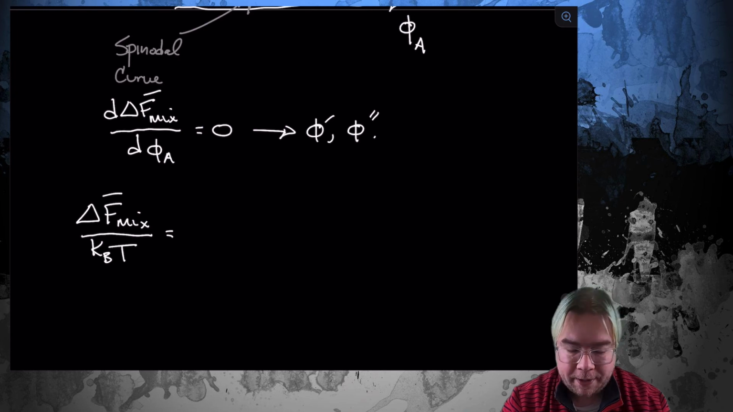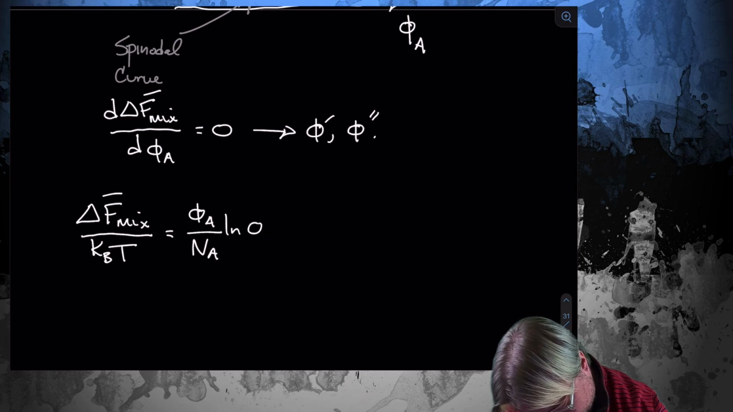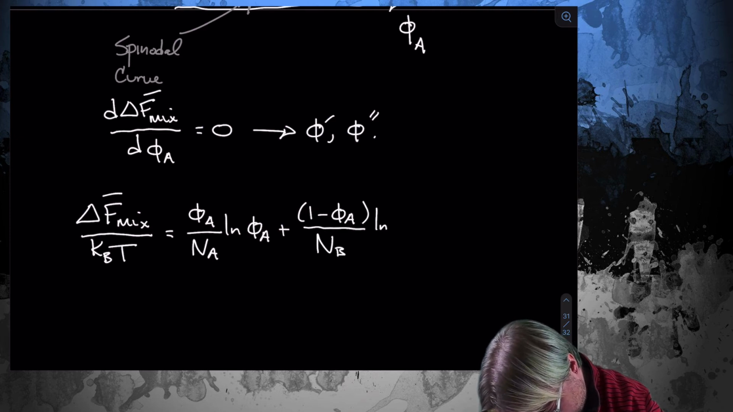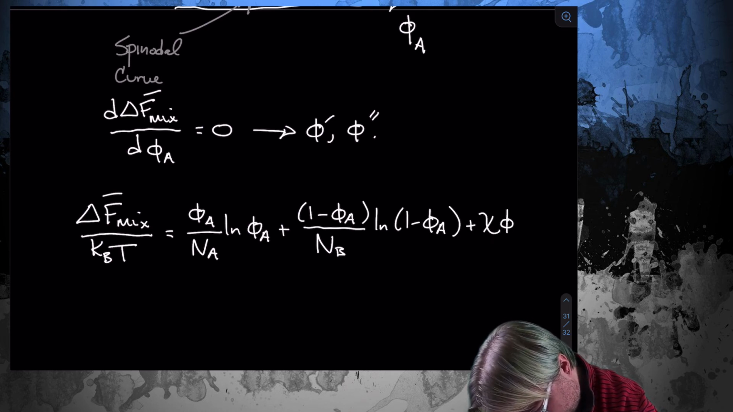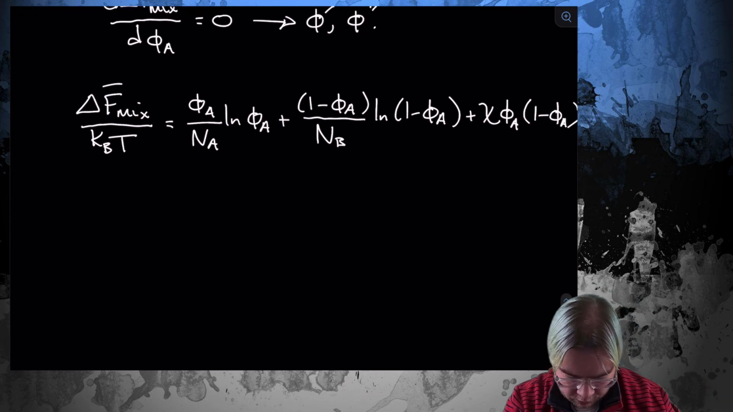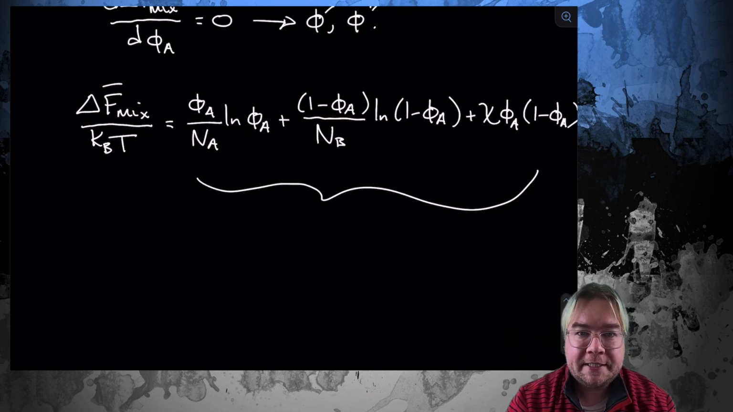And so that function, if you remember, go back to your notes, this is phi A divided by NA log of phi A, and then plus phi B divided by NB log of phi B, and then plus chi phi A times 1 minus phi A. Okay, so let's take the derivative of this stuff, since we can always just divide through by kBT once we're done the derivative. In other words, if we're setting this equal to 0, kBT doesn't matter. That's why I'm dividing through.